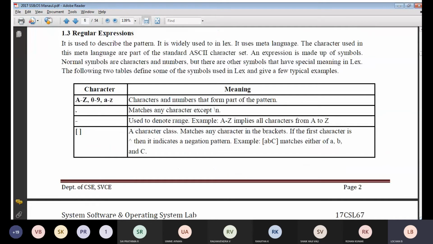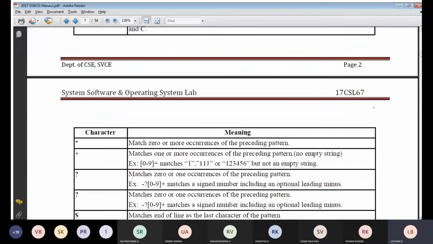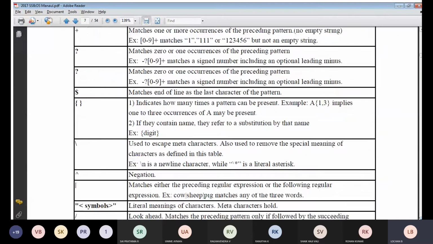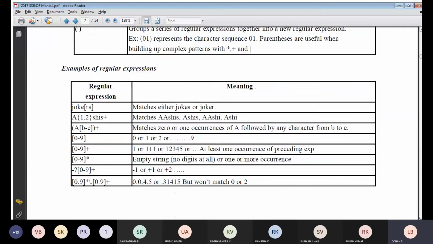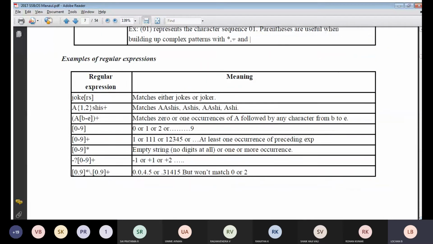If you look at this example, they have taken joke with R S. That means it matches either jokes or joker. First it takes all the characters of joke, along with that it can match S or it can match R. Next is A with flower brackets 1 comma 2, which means it can match 2 times A or one particular A. Most of the cases we are going to make use of 0-9 only.